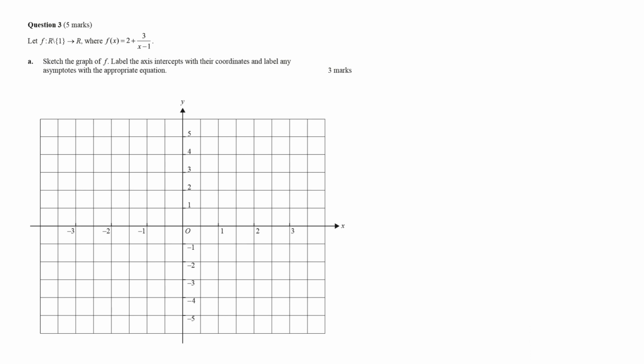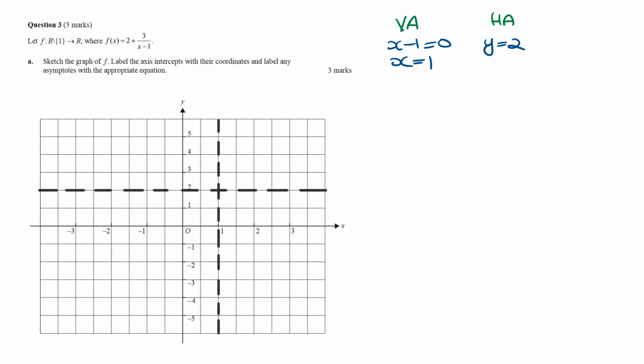To sketch a hyperbola, the first thing is to identify the equation of the asymptotes. The vertical asymptote is found when we set the denominator equal to 0 and solve for x. And so the vertical asymptote is going to be the line x is equal to 1. The horizontal asymptote will be the constant outside the fraction, which is going to be the line y is equal to 2.